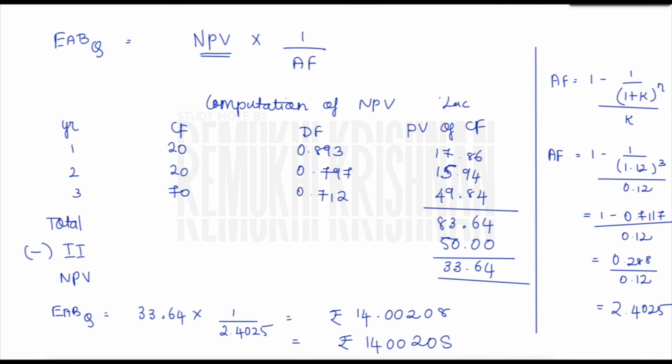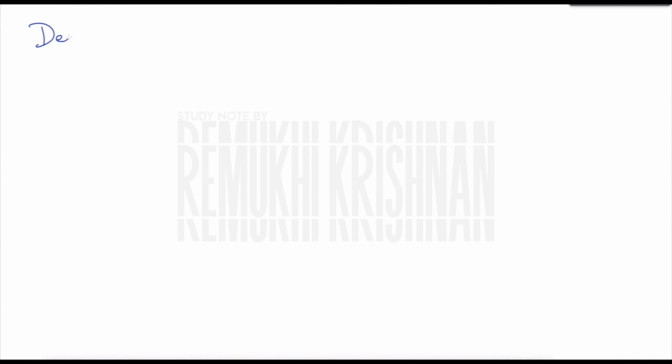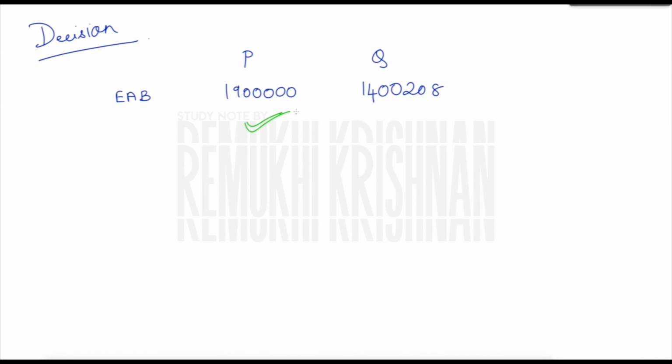Now I have the equivalent annual benefit of project P and of project Q. Let us go to the decision. P provides an annual benefit of rupees 19 lakh and Q provides an annual benefit of rupees 14 lakh something. So what is the better project to be chosen? The recommendation is to go for project P, because it provides higher returns when compared to project Q.